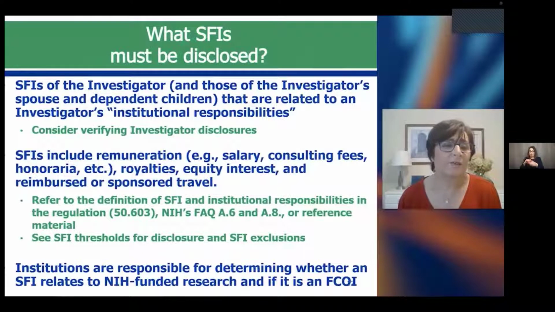So now, what SFIs, significant financial interests, must be disclosed? It would be the investigator's significant financial interests and those of the investigator's spouse and dependent children that are related to the investigator's institutional responsibilities. So if I'm an investigator on the grant and I work, let's say, for a university, I would need to disclose my significant financial interests that are related to my research responsibilities I do for the university and my teaching responsibilities that I do for the university, because those are the two responsibilities that I have.